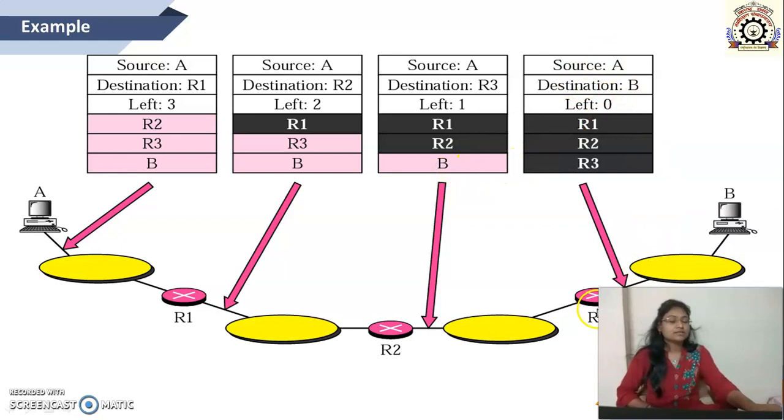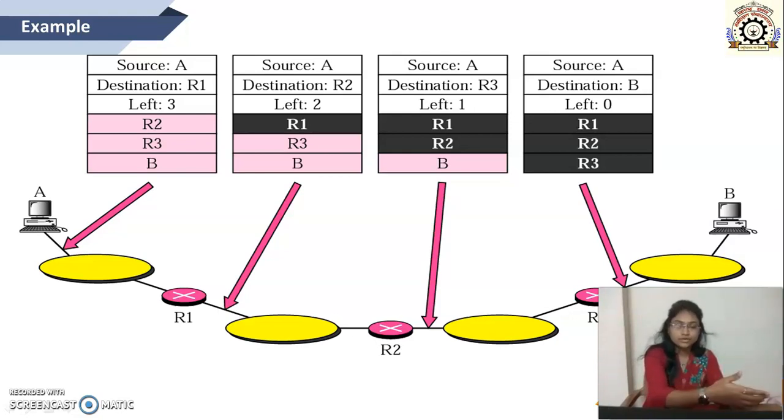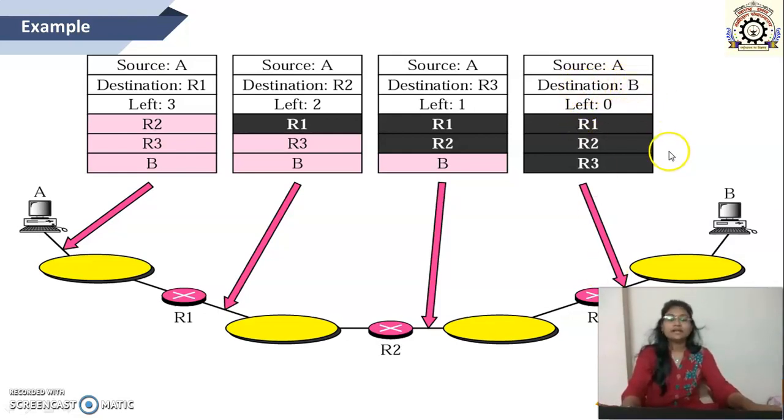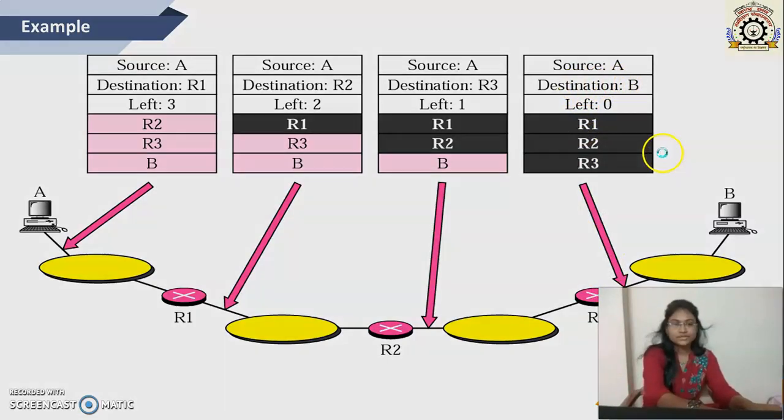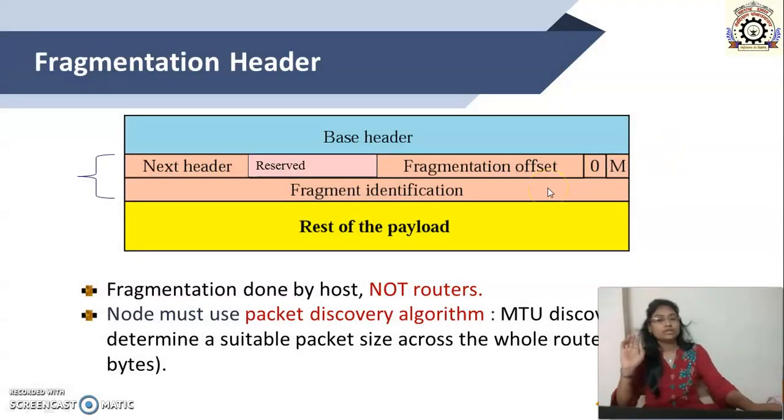Next one, at the last, when the packet again reaches R3, same concept. When it reaches R3, again the first source is A, now its immediate destination is B, left is equal to 0. After that it does not require visiting another intermediate router or any intermediate node, so left is equal to 0, and R1, R2, R3 are already visited, so they are indicated by the black color. And the destination is equal to B. It means that it has finally reached the proper destination. This is all about source routing.